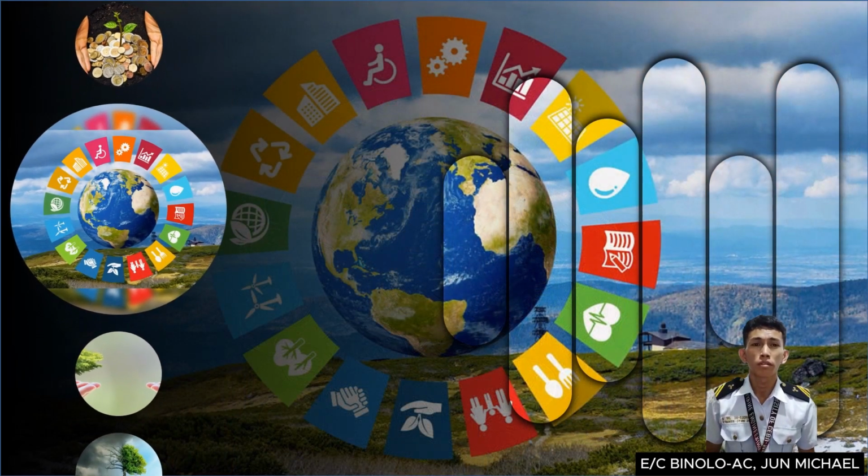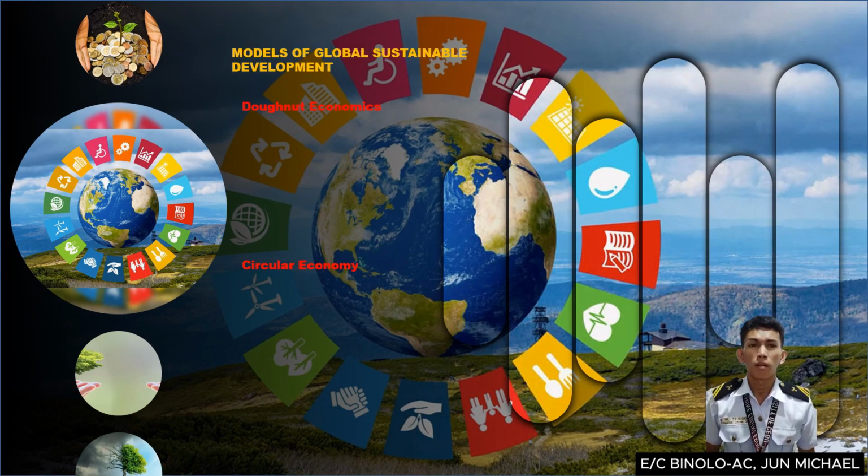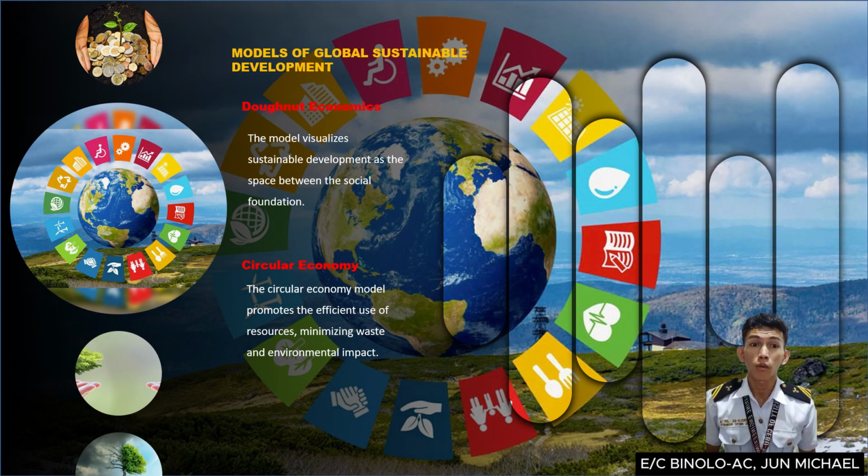We also have donut economics, developed by economist Kate Raworth. The donut economics model visualizes sustainable development as the space between a social foundation, ensuring that no one falls below a minimum standard of living, and an ecological ceiling, ensuring that human activities do not exceed the Earth's capacity to support them.